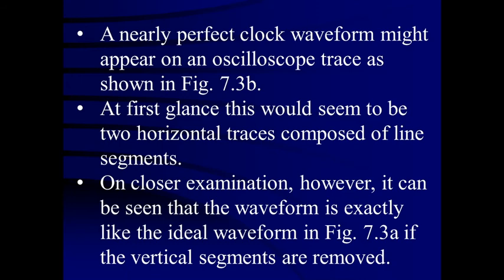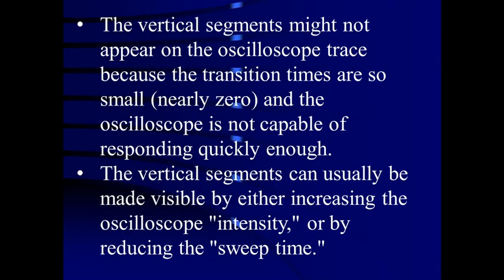Whatever the figure A is, there you can see the vertical line segments. But on the oscilloscope, it is not seen because of the limitation of the oscilloscope. The vertical segment might not appear on the oscilloscope trace because the transition times are so small, nearly zero, and the oscilloscope is not capable of responding quickly enough. That means it is not going to respond to the transition from low to high very fast. So because of the oscilloscope limitation, it is not going to be traceable.